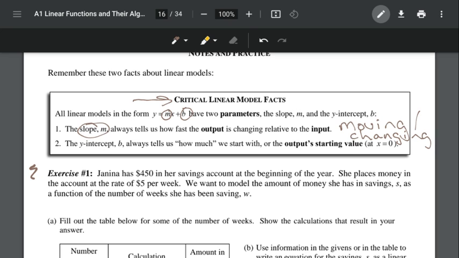The y-intercept, the b, tells us the beginning number. And that hasn't changed from the last lesson. We just have to look at it through a different lens now.